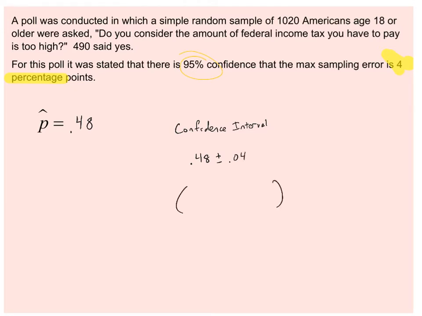And that creates an interval, and we write it in interval notation with parentheses and a comma. You subtract the 4%, you get 0.44. You add the 4%, you get 0.52. And so the statement that we make about our population is we expect between 44 and 52% of the population to think that their income tax is too high. Okay, so that's the inference, the conclusion you make about the population.